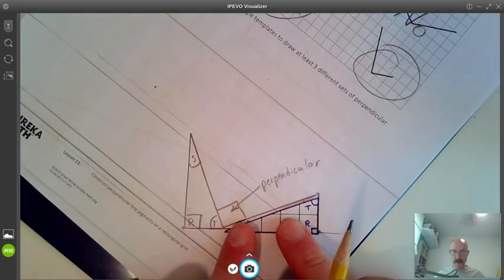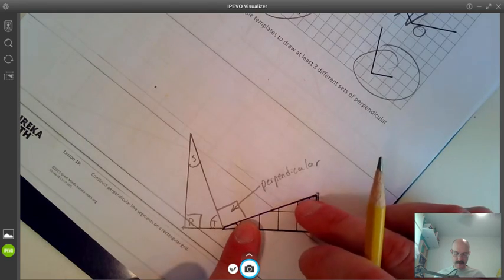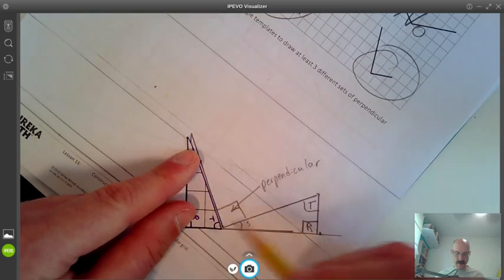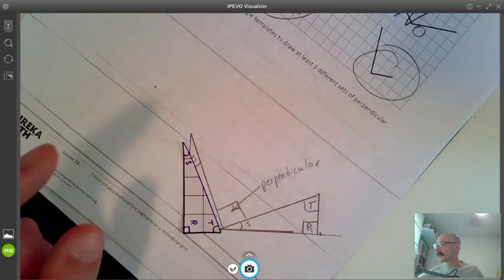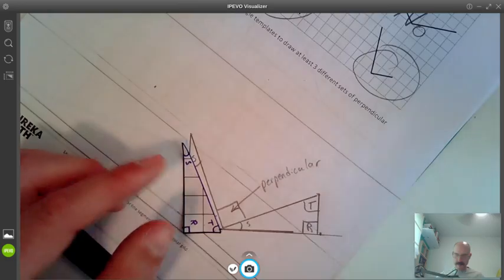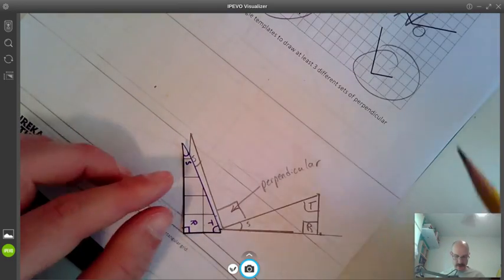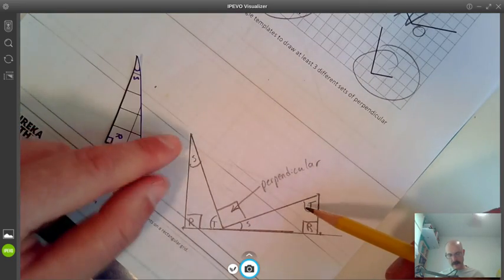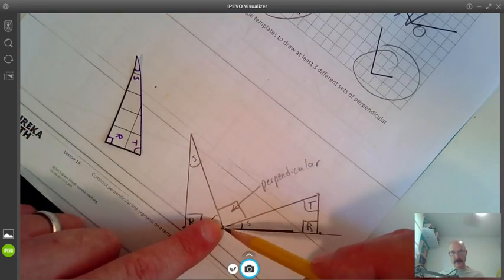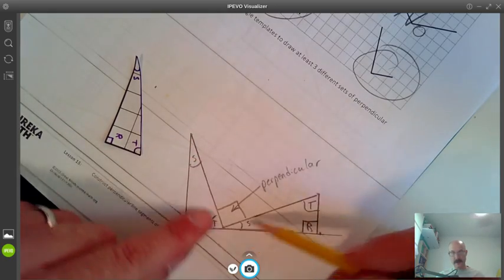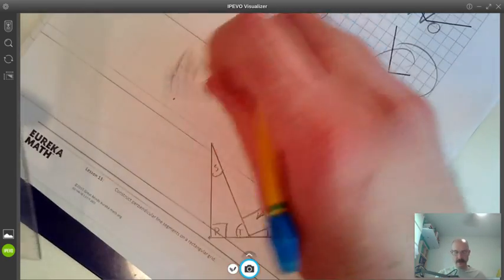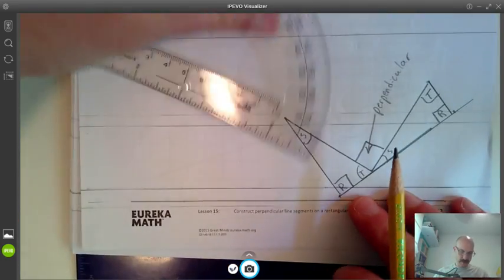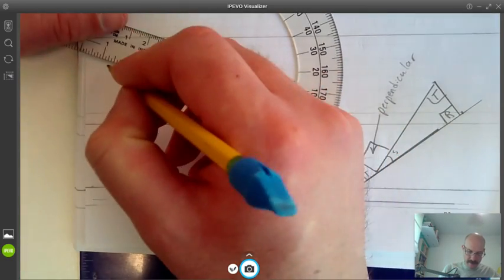So I drew my right triangle, slid and flipped my right triangle. I labeled everything, and then where the long sides of both right triangles intersect one another is a perpendicular line. So I'll do another one. You need to do three. You do two here. Let's see. Let's do it. How about like this?